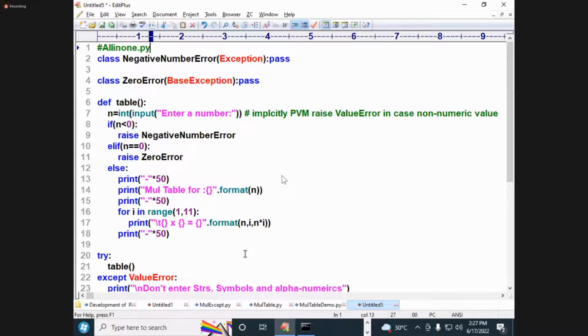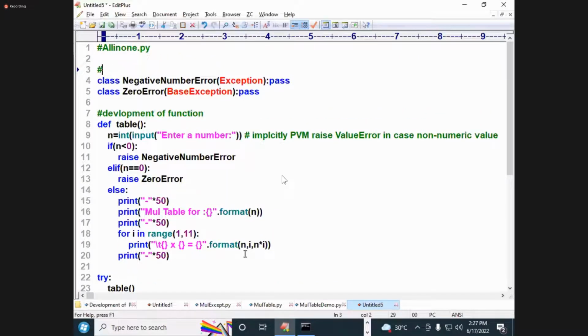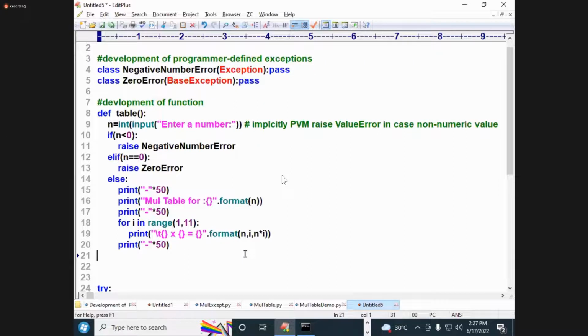What is there in this case? Development of exceptions. Development of what? Development of functions. And what is this one? Development of programmer defined exceptions. Next is called the main program, right or not? This is called the main program, for handling the exceptions. But think of it very seriously.